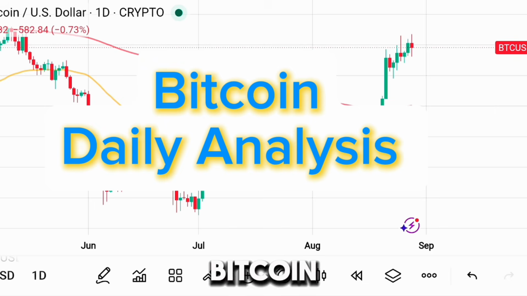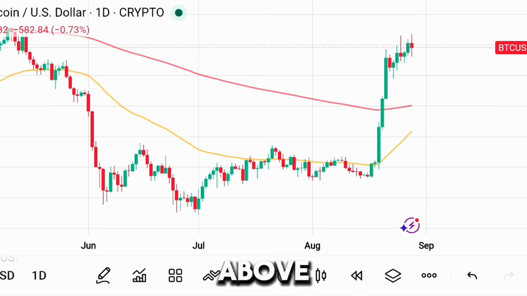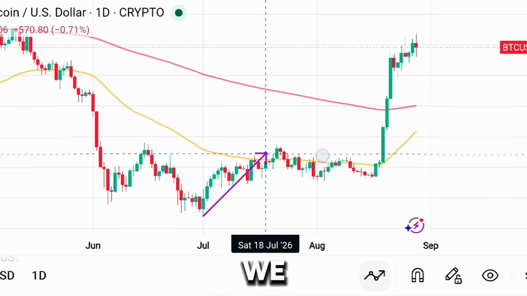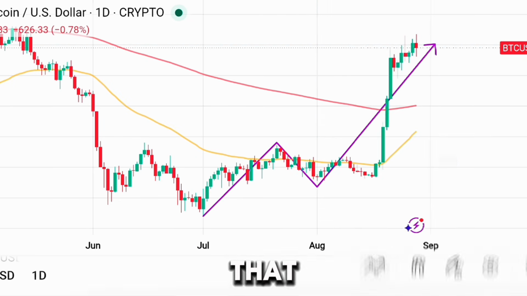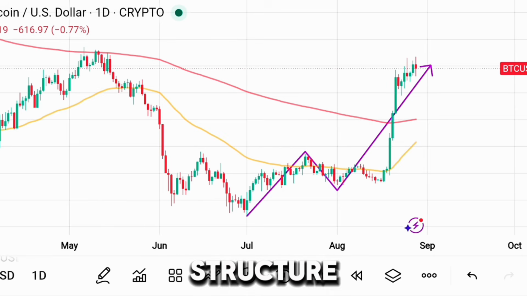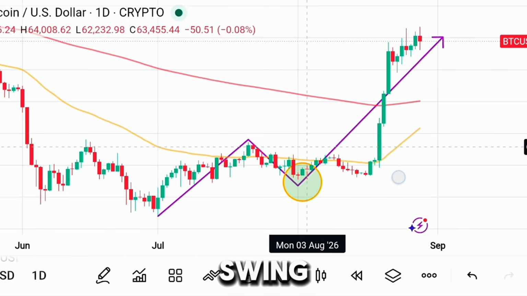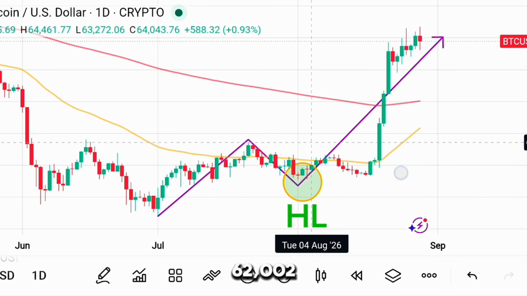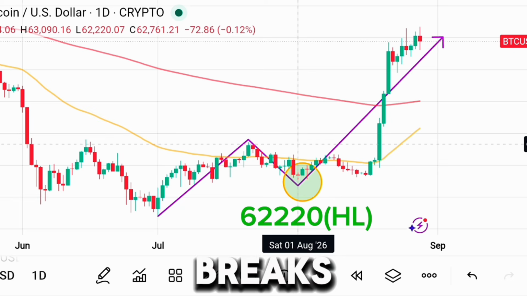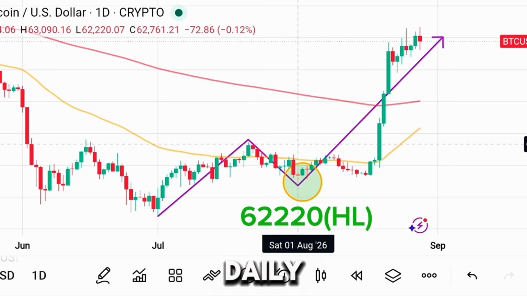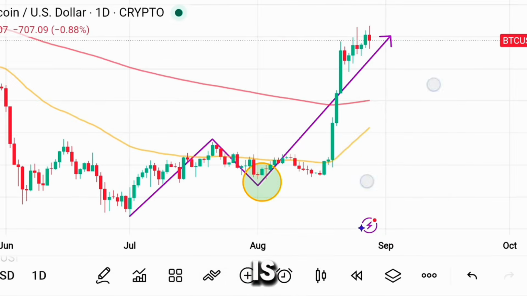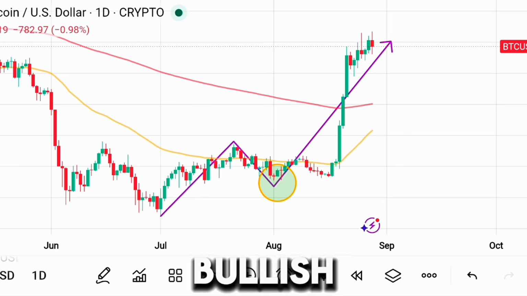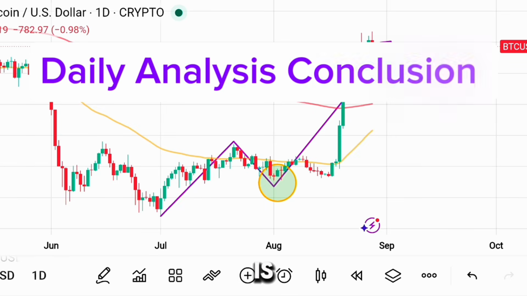Now let's move to the Bitcoin daily chart. Price is trading above both the 50 EMA and 200 EMA, supporting bullish momentum. When we analyze the trend, we can see a clear series of higher highs and higher lows that gives us a bullish daily market structure. The most recent important daily swing low, or higher low, is located at the 62,220 level. If price breaks below this level, the current daily bullish structure could weaken and potentially change. For now, the momentum is bullish and the market structure is also bullish. So overall my daily view is bullish.